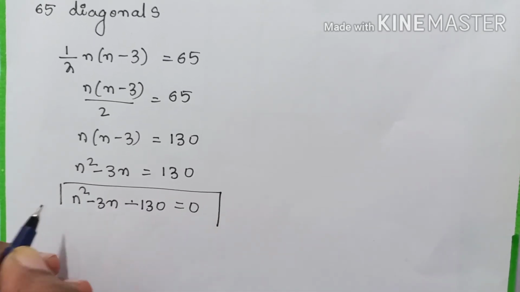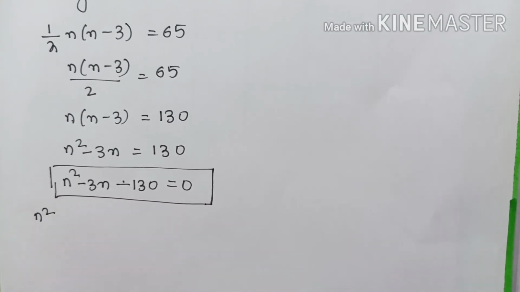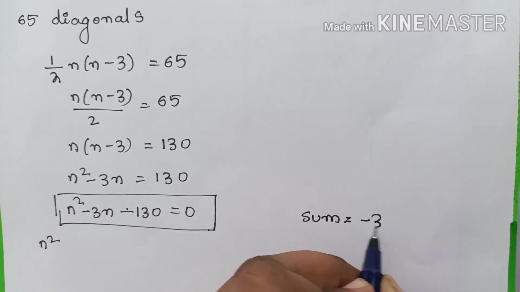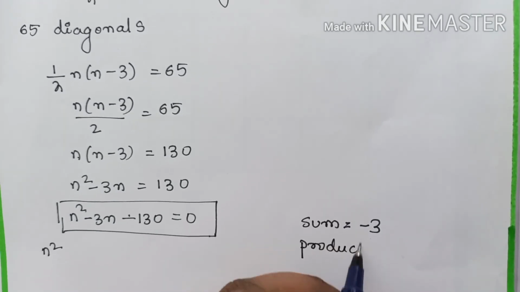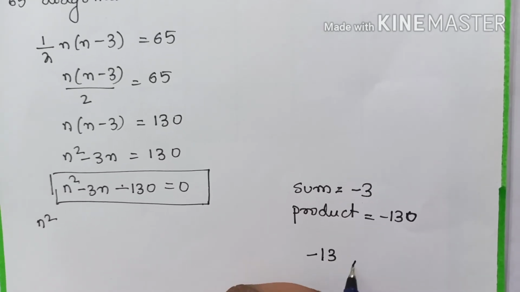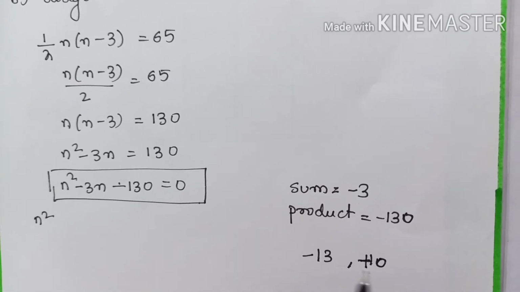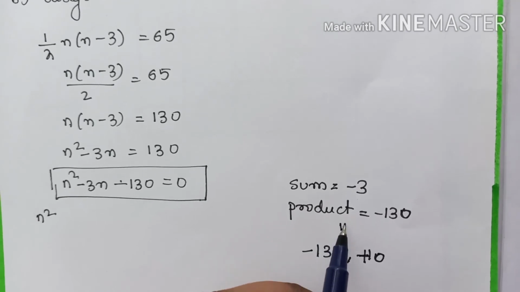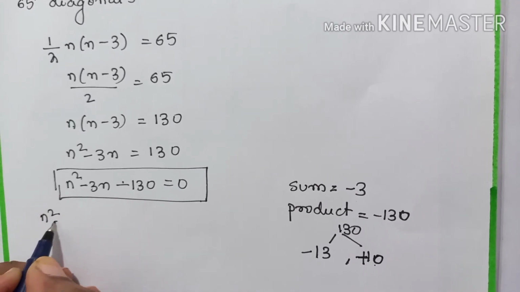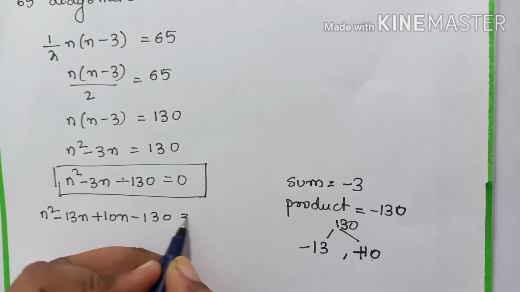Now we have formed a quadratic equation with the variable n. Now we are using the splitting of the middle term. Here the sum should be minus 3 and the product should be minus 130. So directly we can take it as minus 13 and plus 10, which gives a sum of minus 13 plus 10 equals minus 3, and a product of minus 13 into plus 10 equals minus 130. So splitting the middle term: n square minus 13n plus 10n minus 130 equals 0.